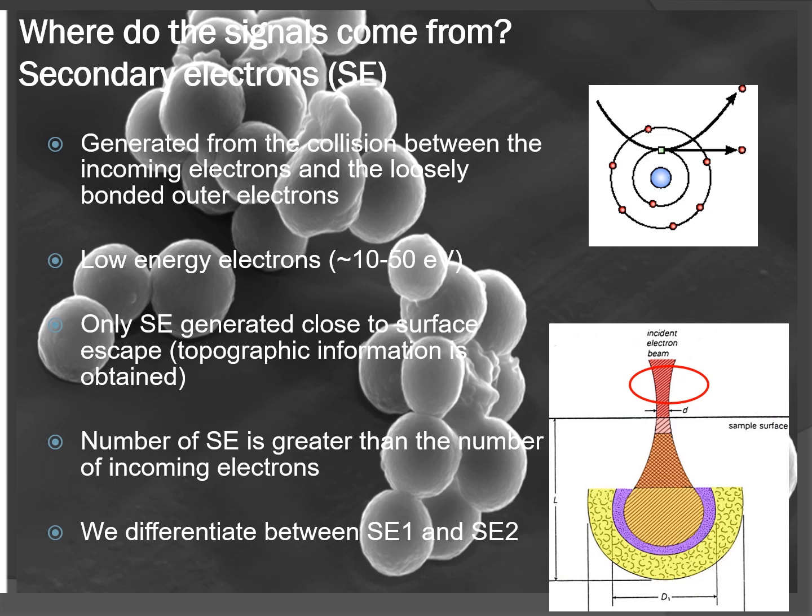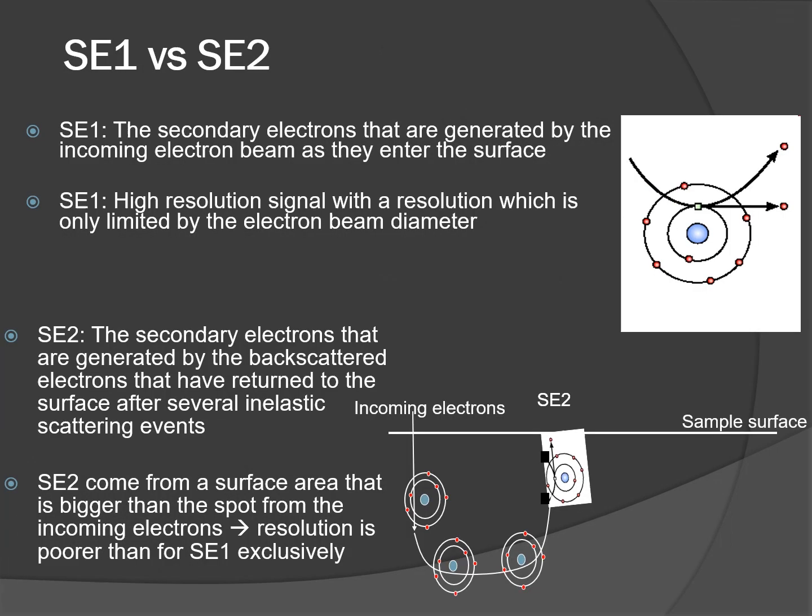Secondary electrons are generated from the collision between the incoming electrons and the loosely bound outer electrons. With a low energy of 10 to 50 eV, electron volts, only secondary electrons generated close to the surface escape, which gives you topographic information. The number of secondary electrons is greater than the number of incoming electrons. We differentiate between secondary 1 and secondary 2.